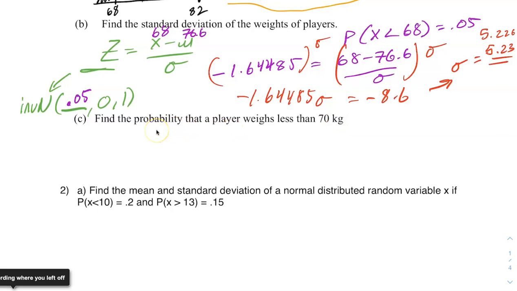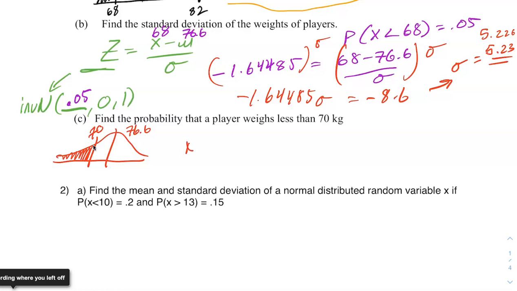This is the one I like to draw. So here's this. My mean is 76.6. That's from right there. I know my standard deviation now is 5.23, and I'm going to use that value. And I want to be less than 70. So here's 76.6, 70 should be on this side, and I want to be less than it.